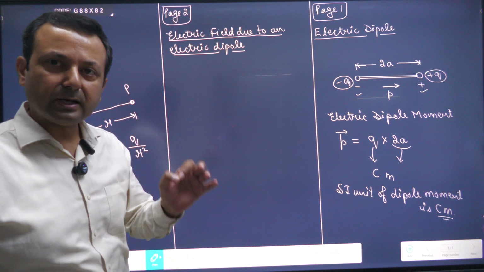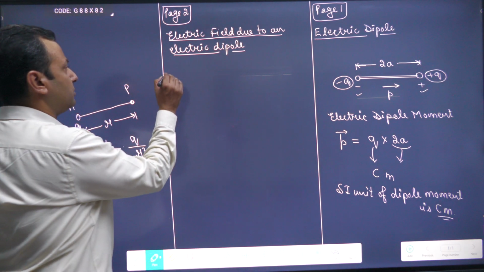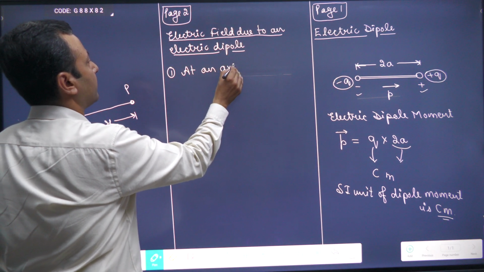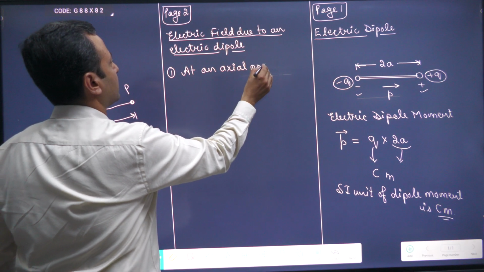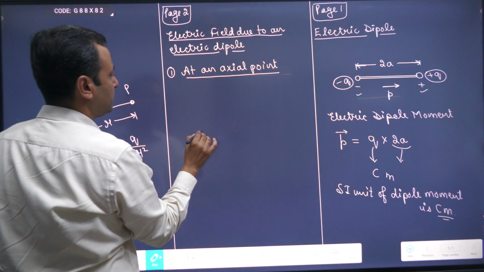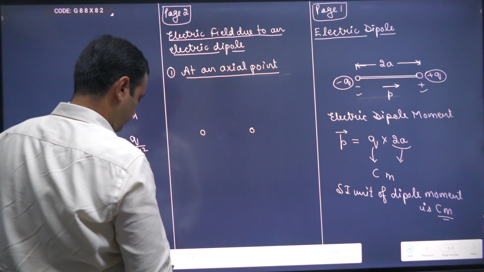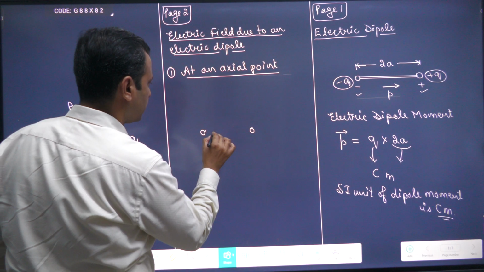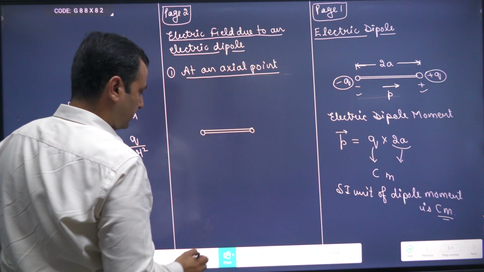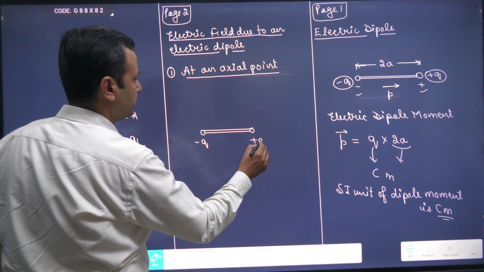If the point where the electric field is to be calculated is on the axis of the dipole, first, at an axial point. What is this axial point? We have a dipole like this, minus q and plus q.